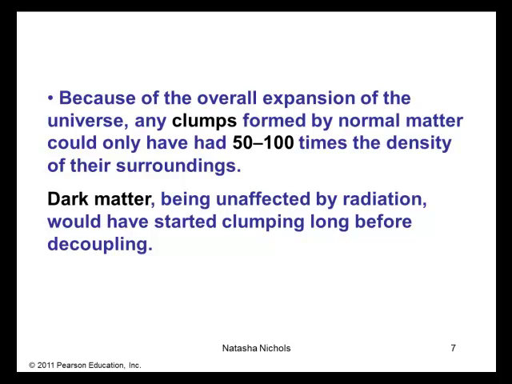Because of the overall expansion of the universe, any clumps formed by normal matter could only have had 50 to 100 times the density of their surroundings. Dark matter, being unaffected by radiation, would have started clumping long before decoupling.